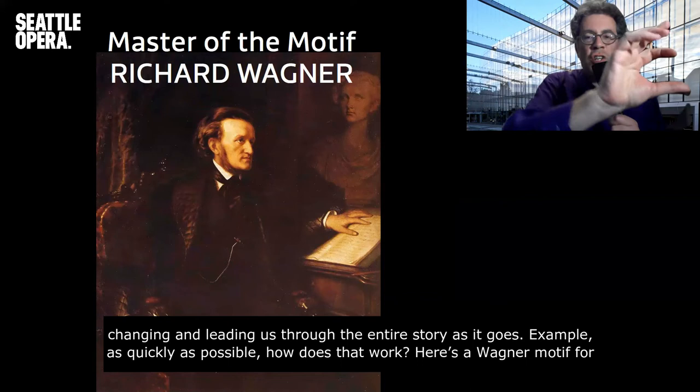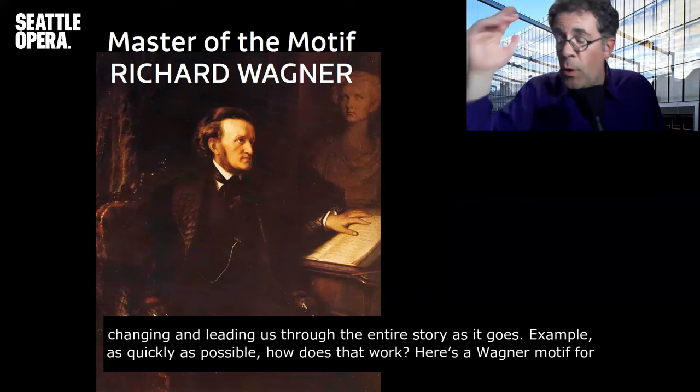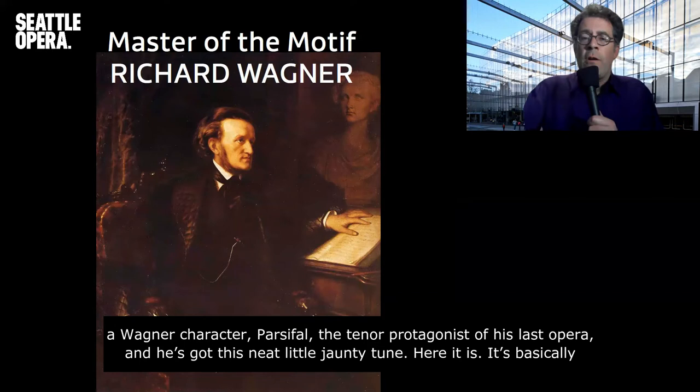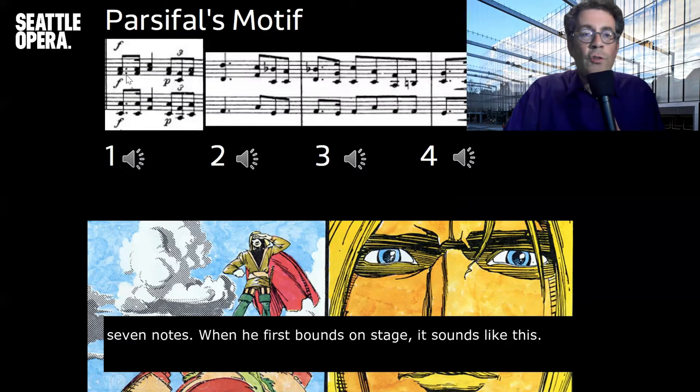Example, as quickly as possible, how does that work? Here's a Wagner motif for a Wagner character, Parsifal, the tenor protagonist of his last opera, and he's got this neat little jaunty tune. Here it is. It's basically seven notes. When he first bounds on stage, it sounds like this.